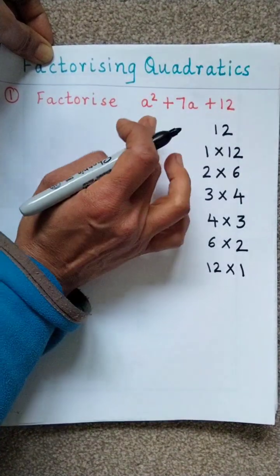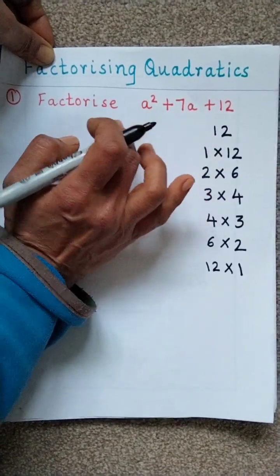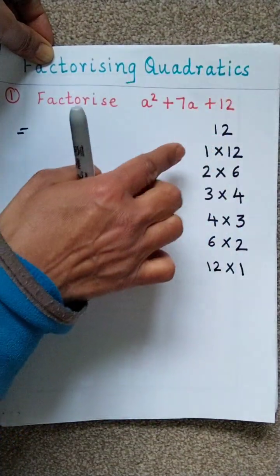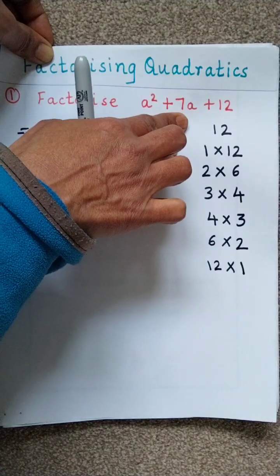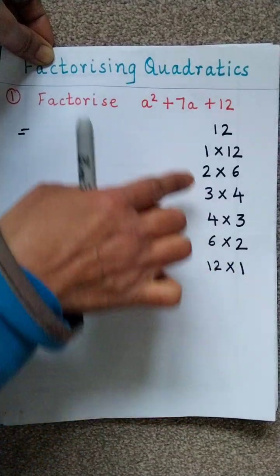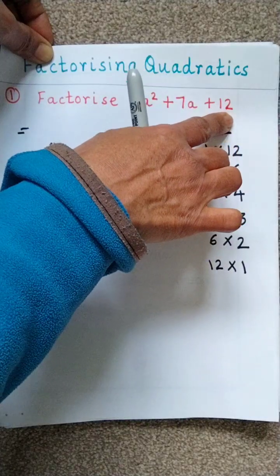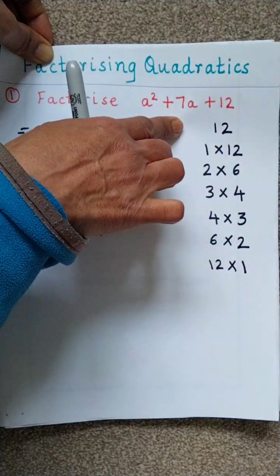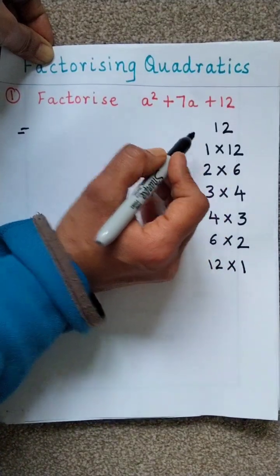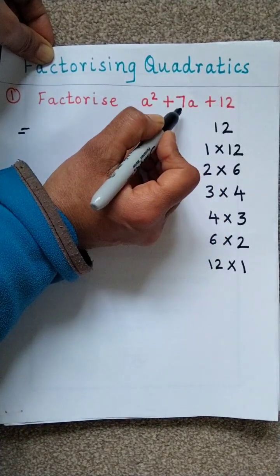Now we come here, a square plus 7a plus 12. We write the same thing below, a square plus 7a plus 12, but this time 7a we split as a sum. So we will select numbers from this so that the product should come to 12 but the sum should be 7. Let us try the first one, 1 plus 12, it will not turn to 7. Product is 12 but the sum is not 7.